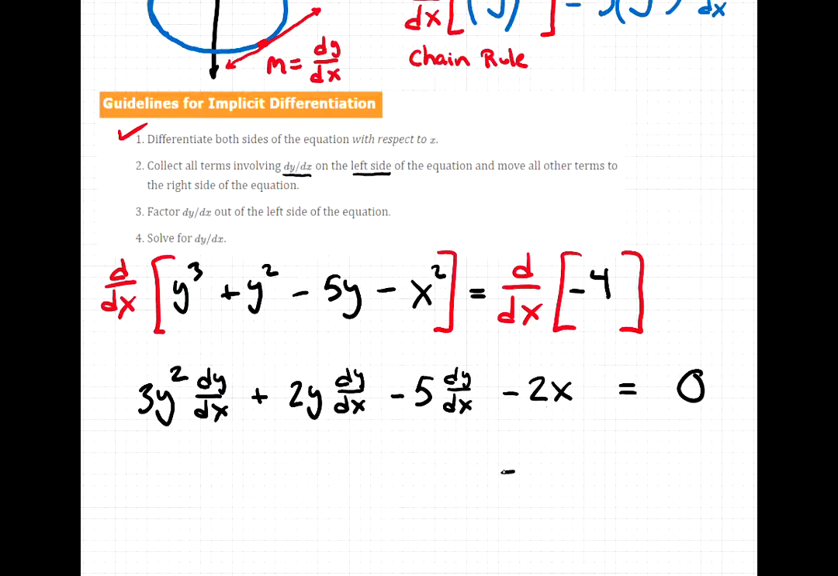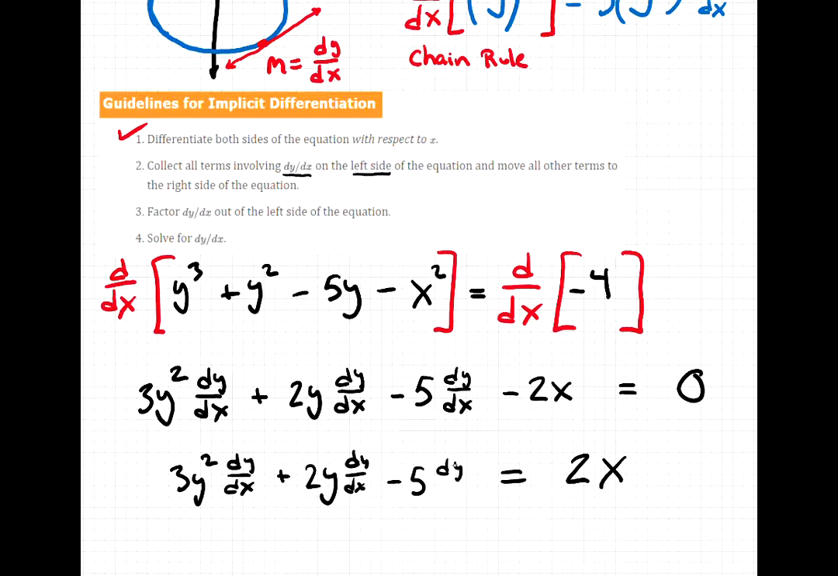So we can add 2x to both sides to bring that over. And we'll have 3y squared dy over dx plus 2y dy over dx minus 5 dy over dx. Okay, put all the dy dx's together and then factor them out.